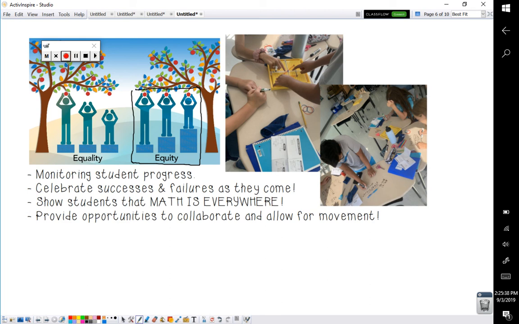Showing students that math is everywhere is so important because then they see value and they can connect the dots, and providing opportunities to collaborate and allow for movement like we had discussed. These pictures here are two pictures that I had taken in my classroom, and I hoped that this activity would allow for students to move, talk, write on desks, kind of add a little spice to regular note-taking, which we did take notes prior to this to learn the concept, but now discovering and allowing for that process of learning to happen.